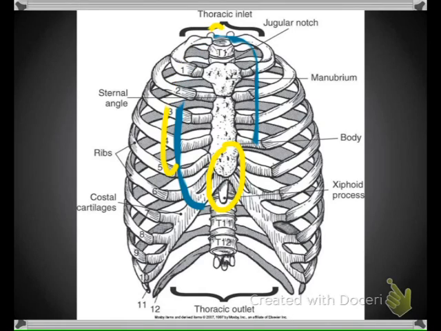Also take notice of where everything actually is located. We do see that the sternal angle is around the second rib, based on the way the location of the body is. However, it does line up with T4 usually. Also, we do see that the jugular notch is around here, around T2. And then there's other things that we haven't talked about and we'll refer back to in terms of the sternum.